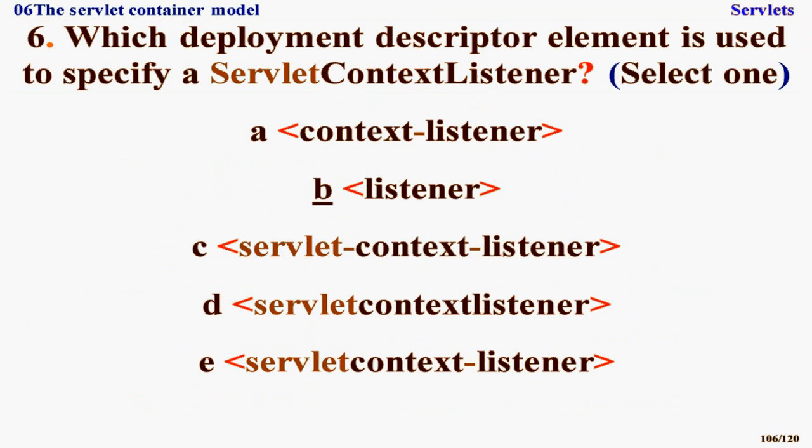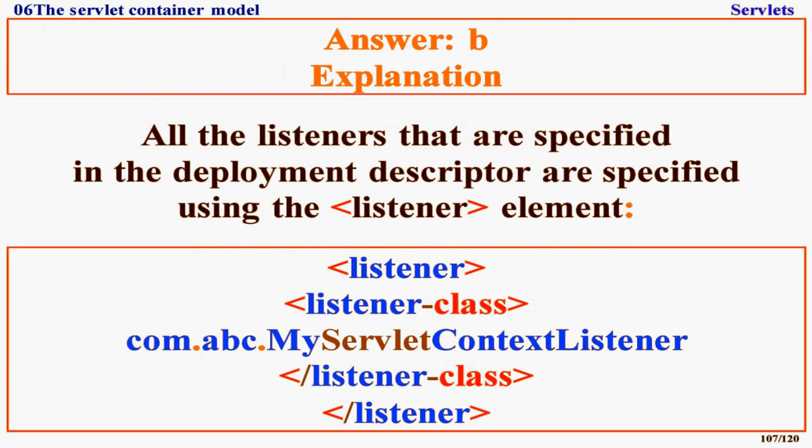6. Which deployment descriptor element is used to specify a servlet context listener? Select 1. A. context-listener. B. listener. C. servlet-context-listener. D. servlet-context-listener. E. servletContextListener. Answer. B.